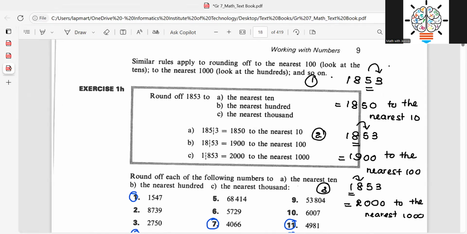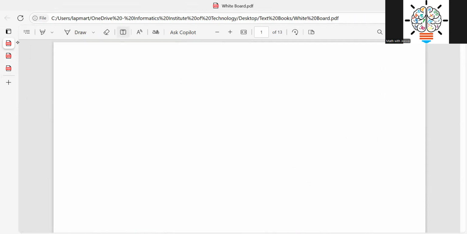The first one is 1547. How do you do this? What is the tens place? It is 4, right? So then you look at the next one. When you look at the next one, it is more than 5. So then you write this is approximately equal to. Can you remember the sign? Approximately equal to 1550, and inside the bracket you write nearest 10. Right, nearest 10. So this is how you write the answer.